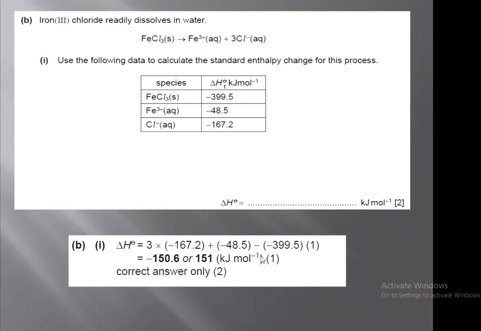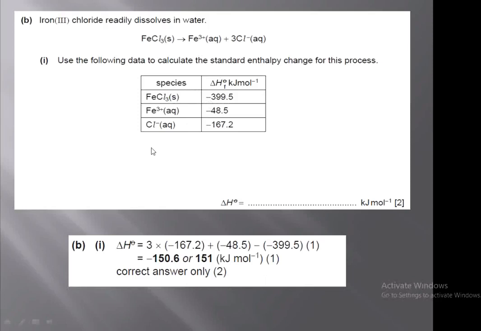In the B part, he was saying iron 3 chloride readily dissolves in water. So this is the equation that is written here. FeCl3 is being ionized in water to form iron 3 positive ion plus 3 chloride ions. In subpart 1, use the following data to calculate the standard enthalpy change for this process. The enthalpy of formations of iron chloride, iron 3 positive aqueous, and chloride aqueous is given.